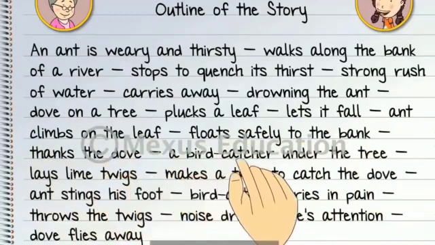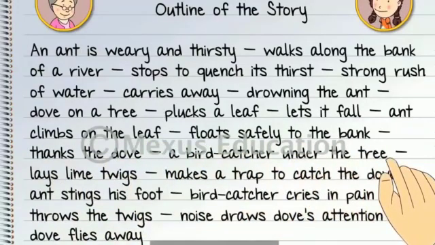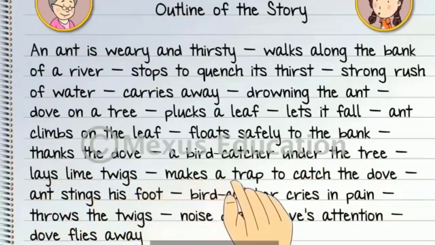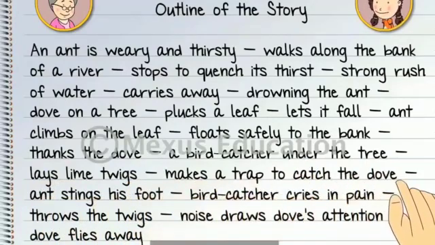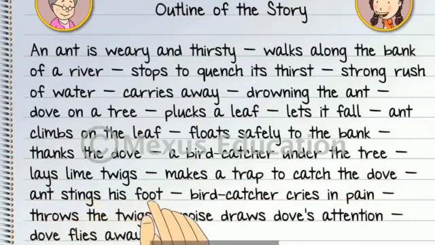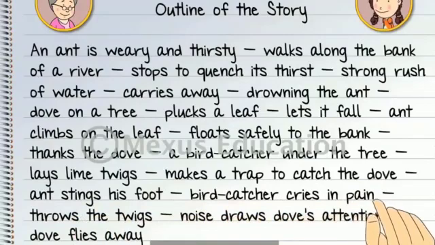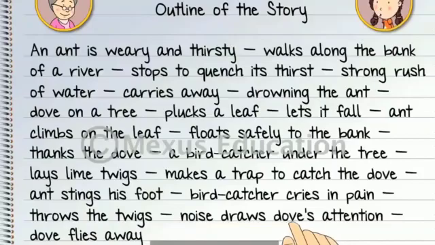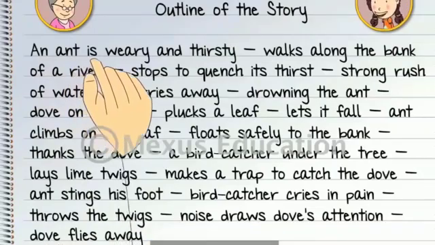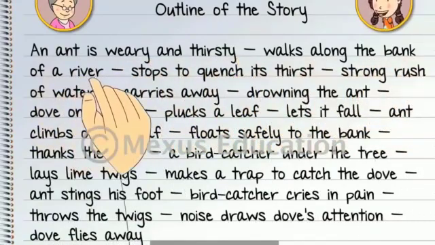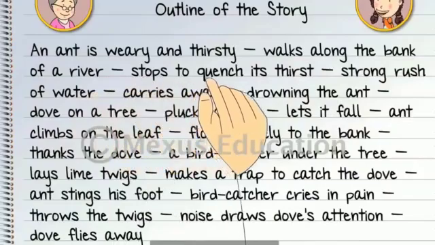A bird catcher under the tree lays lime twigs, makes a trap to catch the dove. Ant stings its foot. Bird catcher cries in pain, throws the twigs. Noise draws dove's attention. Dove flies away. As you can see, a short description of what the story is about is given.